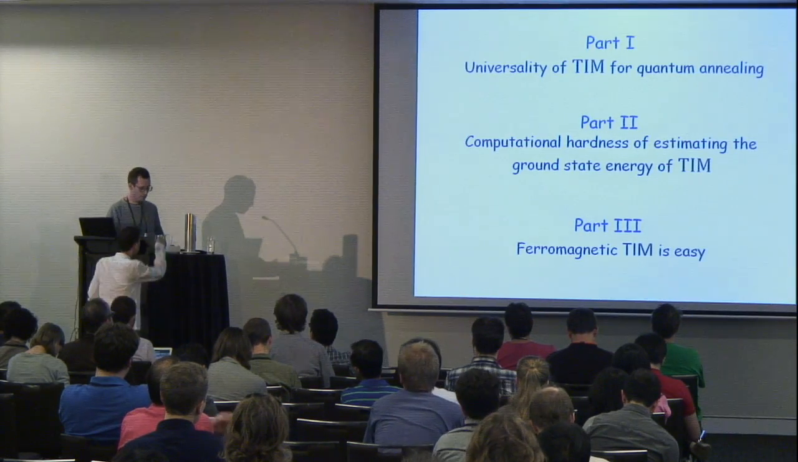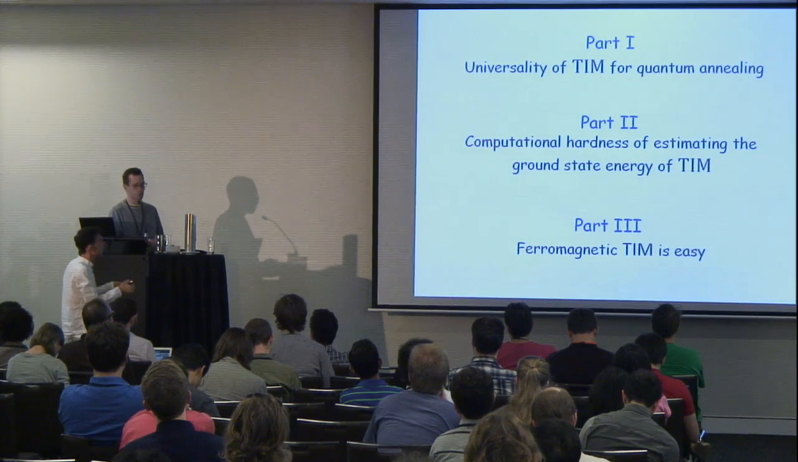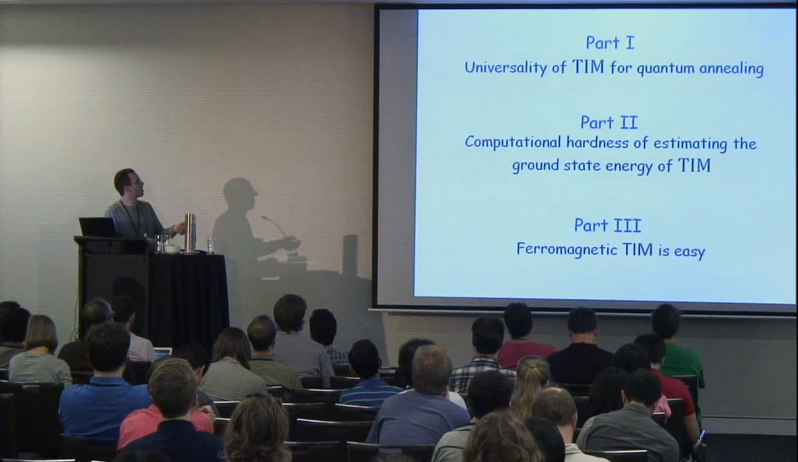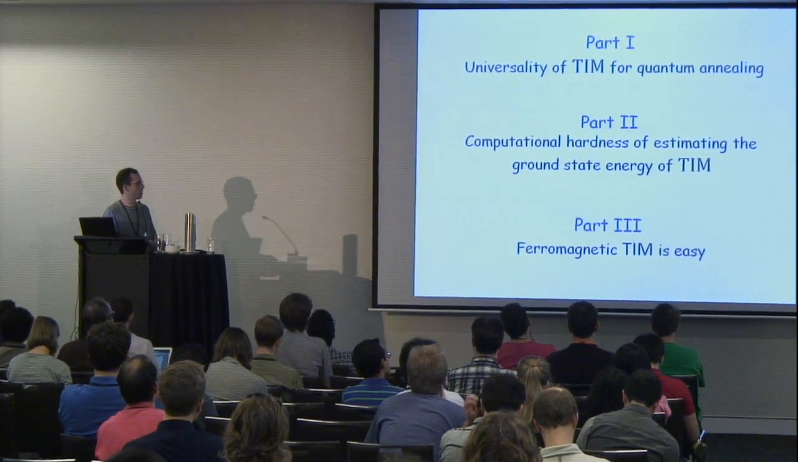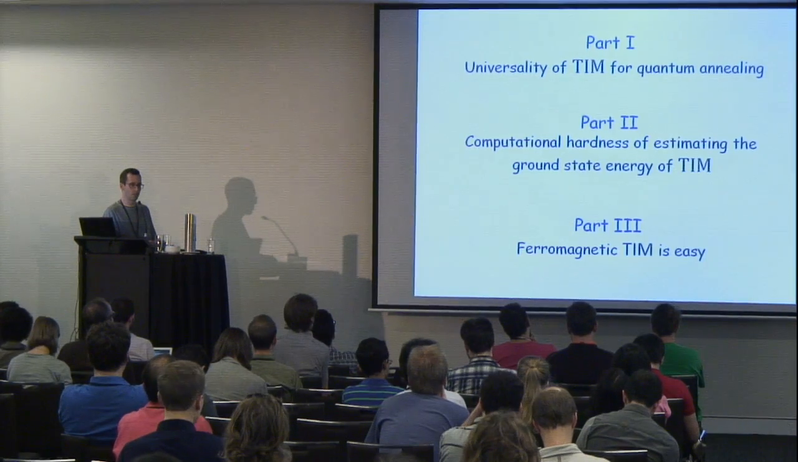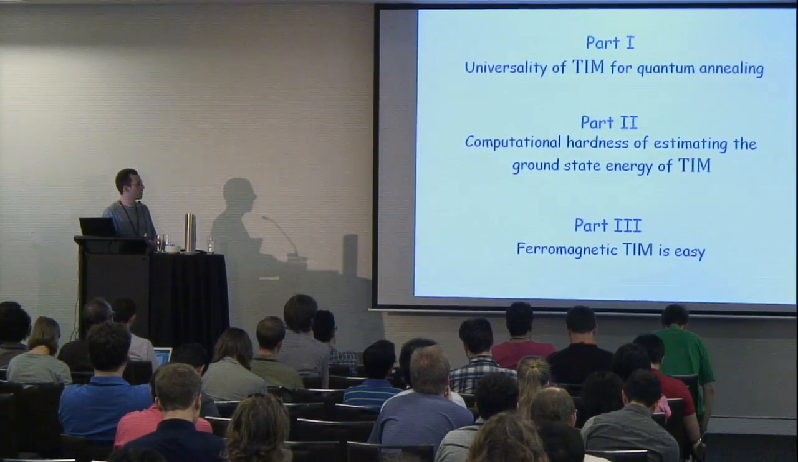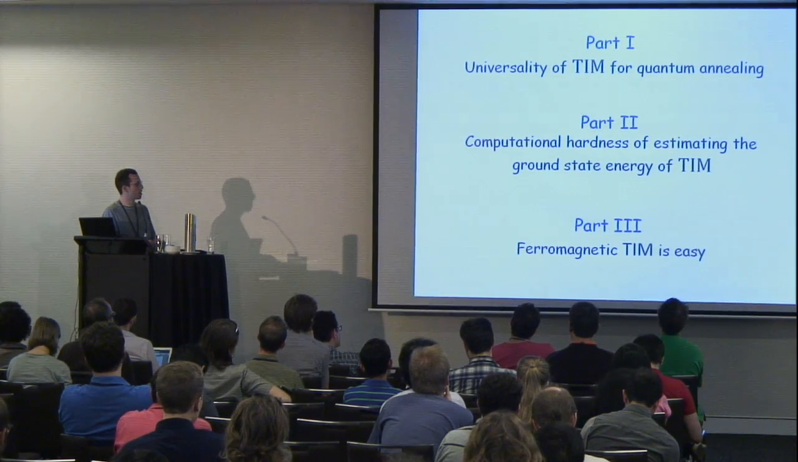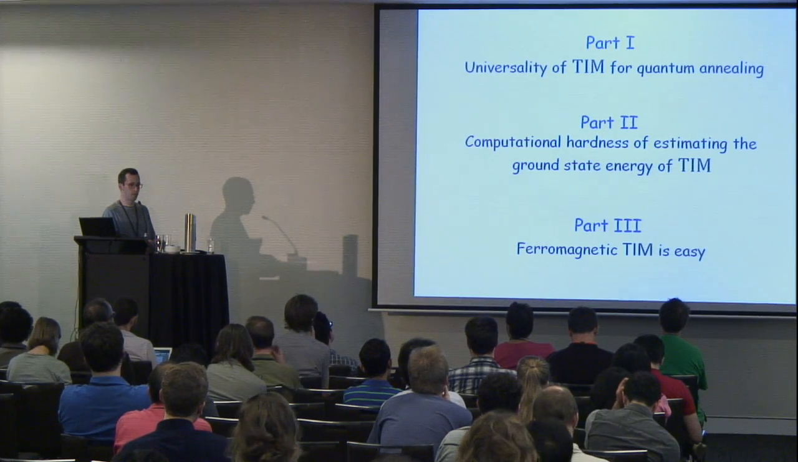So this is the plan for the talk. The first part is going to be about using the transverse Ising model for quantum annealing. The second part is going to be about the computational difficulty of estimating the ground energy of the transverse Ising model, and we'll talk more about the Cubitt-Montanaro result. In the third part, we'll talk about restricting the transverse Ising model further to be ferromagnetic, and we'll see that there exist classical approximation algorithms which make this problem easy.